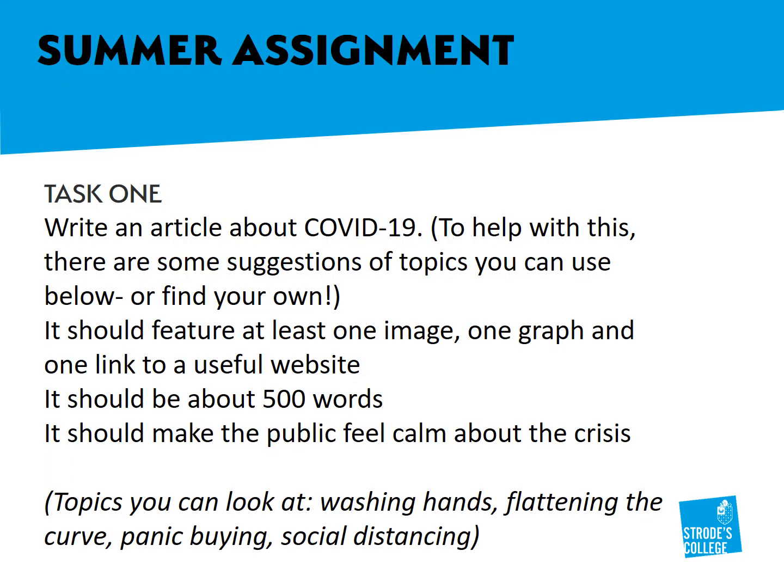So now we're on to the summer homework, where you have 3 tasks to complete. Task 1 is to write an article about COVID-19. To help with this, there are some suggestions of topics you can use at the bottom of the screen, or you can choose your own. It should feature at least one image, one graph, and one link to a useful website, and should be about 500 words in length, and the purpose of this is to make the public feel calm about the crisis.